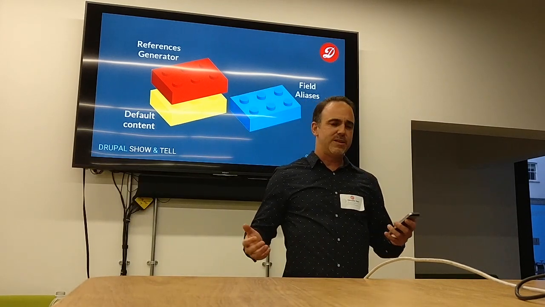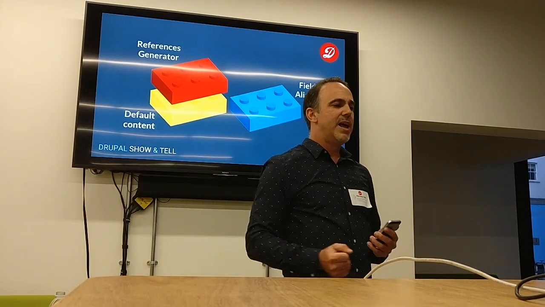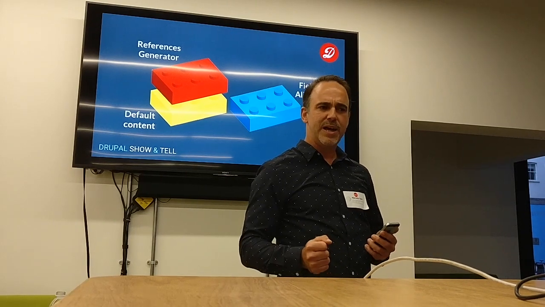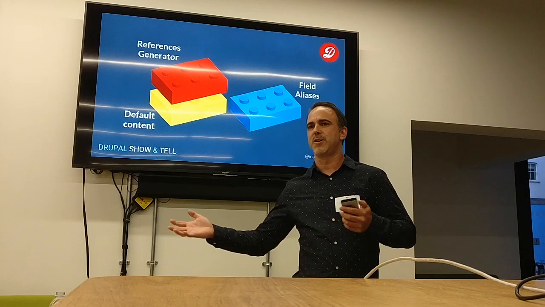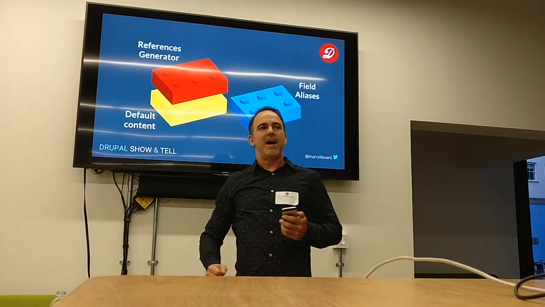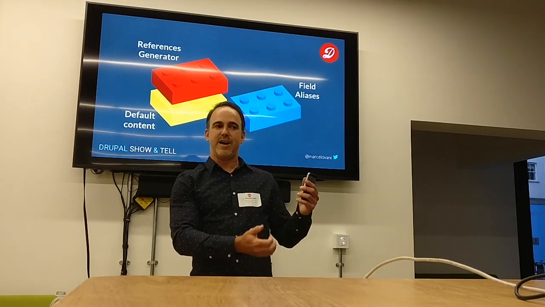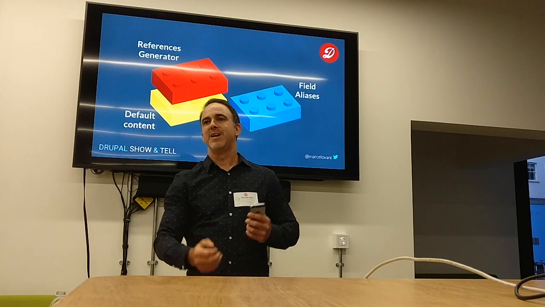And the reference generator goes, okay, I'm going to give you the article, but you only said you want an article, you didn't say what you want as overrides for the article, so I'm going to figure out what's an article. And then it goes to default content and says, give me the article, and default content goes, okay, here's your article, and you have two authors, and you have three terms, and it goes back to the generator. Generator says, okay, create this, but I can't.